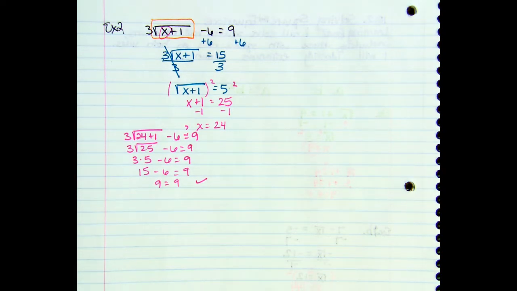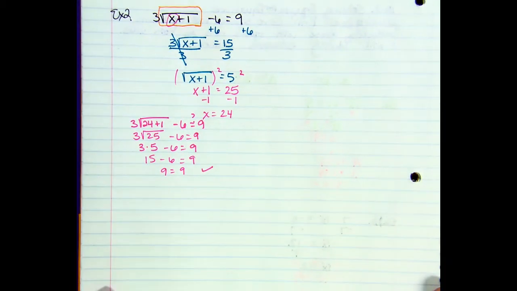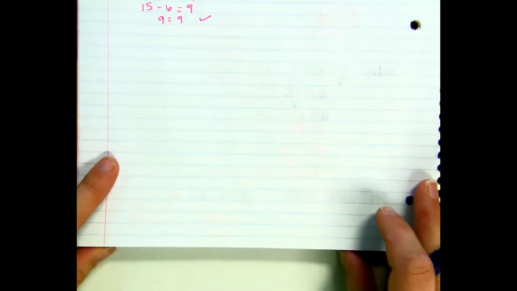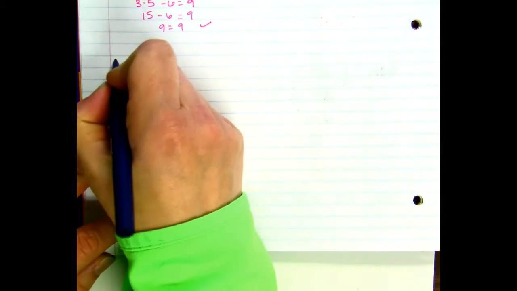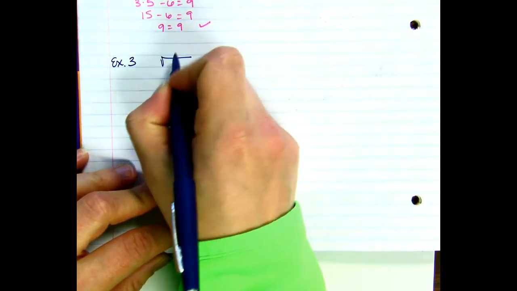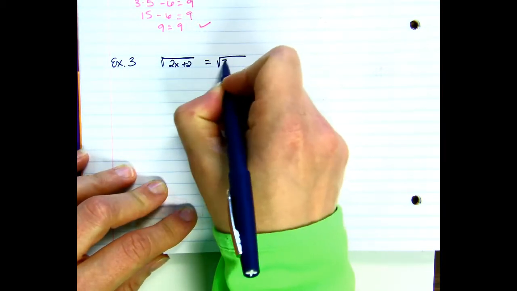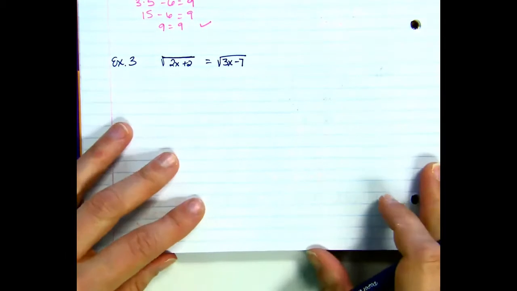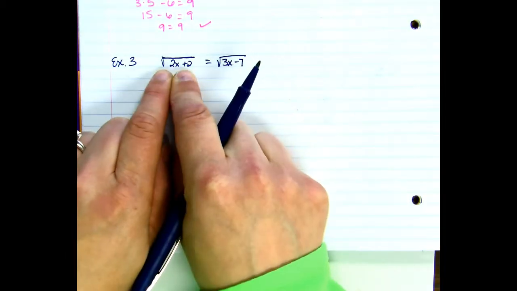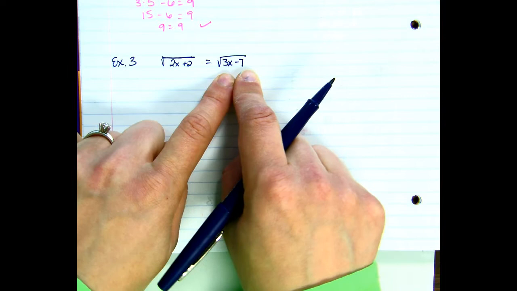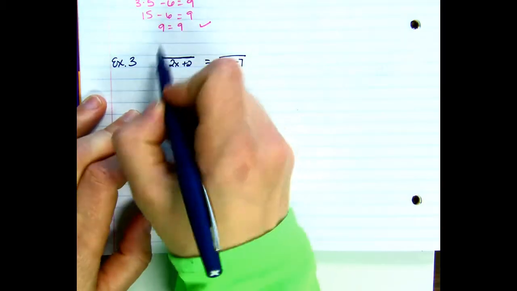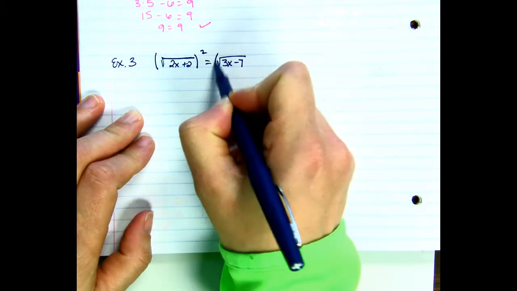And let's do another example. So in this situation, we're actually going to have a square root that we're starting off with on each side. So square root of 2x plus 2, all under that root, equals the square root of 3x minus 7. So here I have just a square root, here I have just a square root. So I'm going to square each side to start off with.